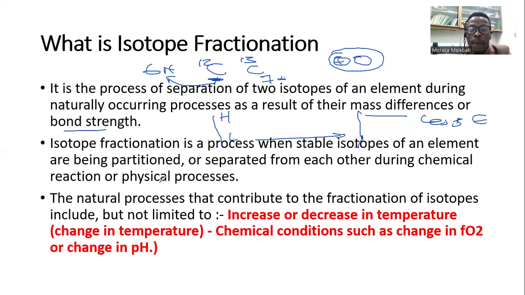So isotope fractionation is a process where stable isotopes of an element are partitioned or separated from each other during a chemical reaction or physical process such as evaporation. The natural processes that contribute to the fractionation of isotopes include, but are not limited to, an increase or decrease in temperature, or chemical conditions such as changes in oxygen fugacities and also the pH.